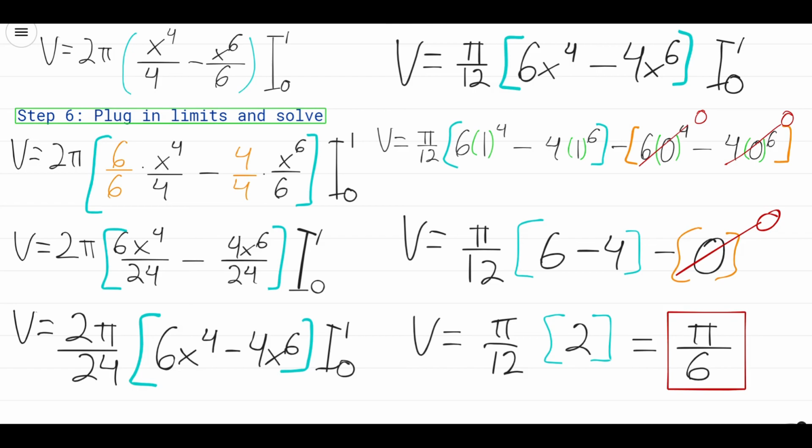So basically the key here was that it was revolving about the y-axis. So we had to use x terms, but we were given a function in terms of x, so we had to solve for it.